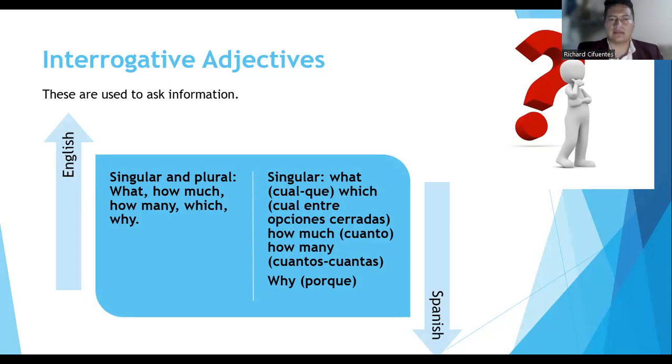So talking about the gender situation, in both cases, cuál, qué, cuánto, cuántas, cuántos differ according to the situation, okay?